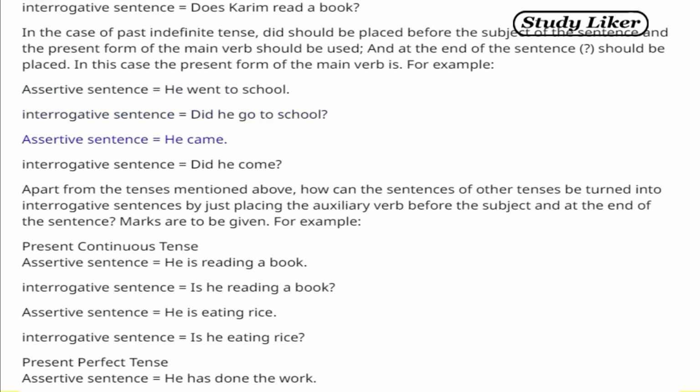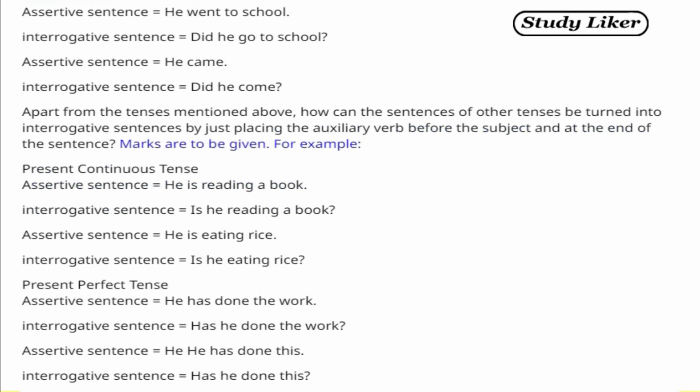Assertive sentence equals he came. Interrogative sentence equals did he come? Apart from the tenses mentioned above, how can the sentences of other tenses be turned into interrogative sentences by just placing the auxiliary verb before the subject and at the end of the sentence? Marks are to be given.